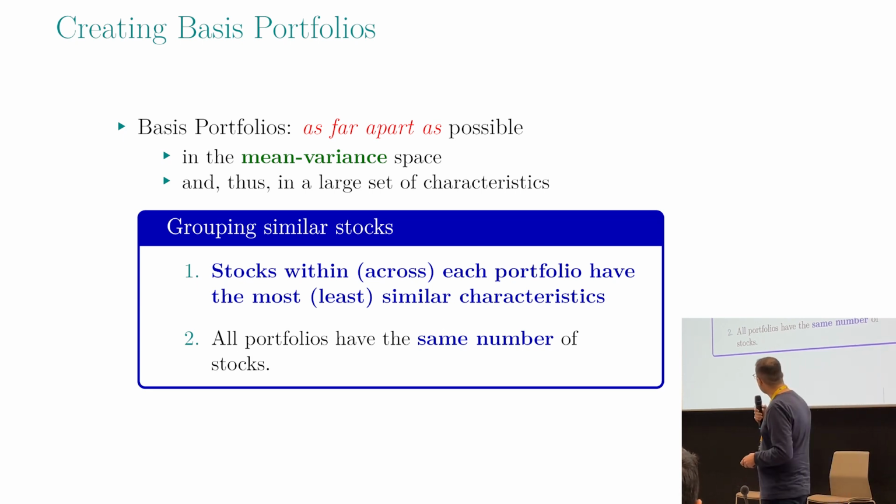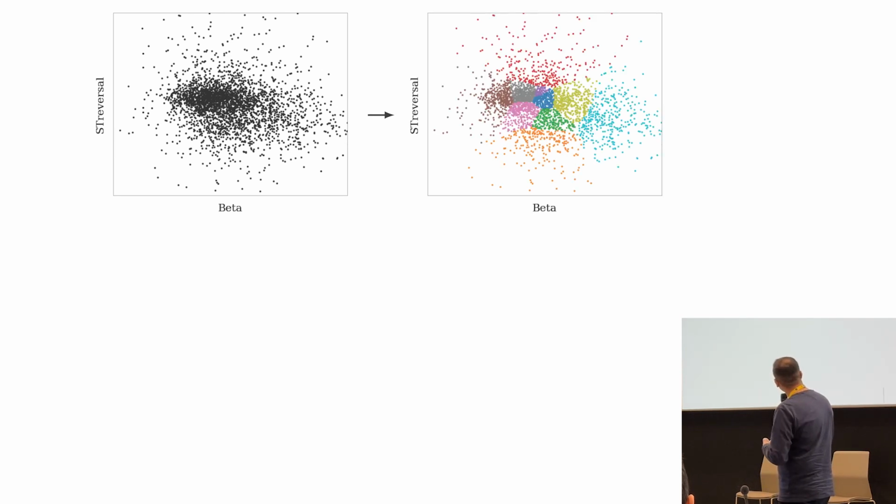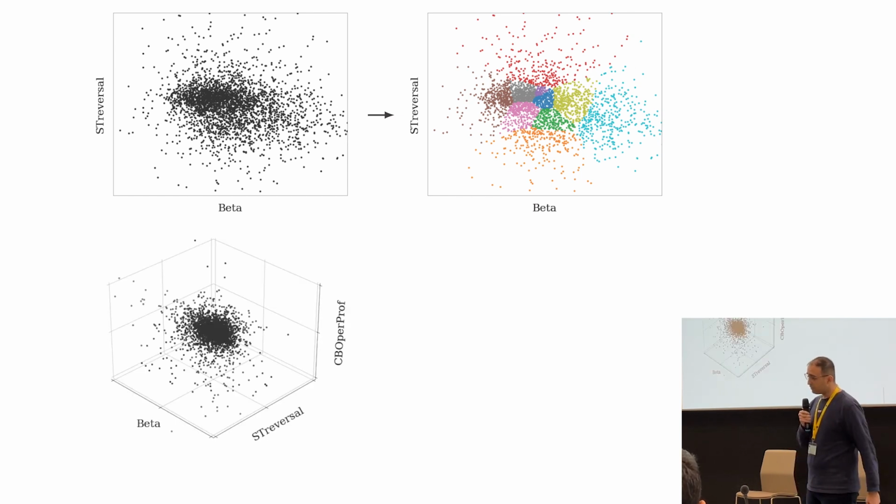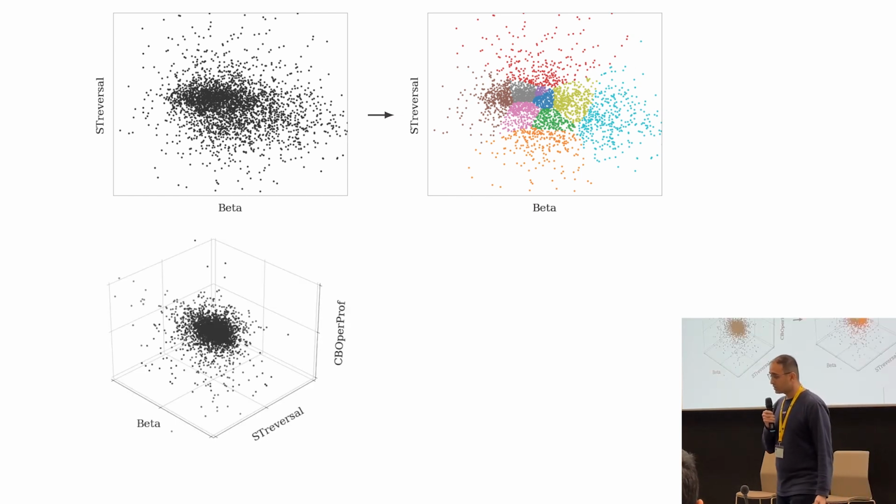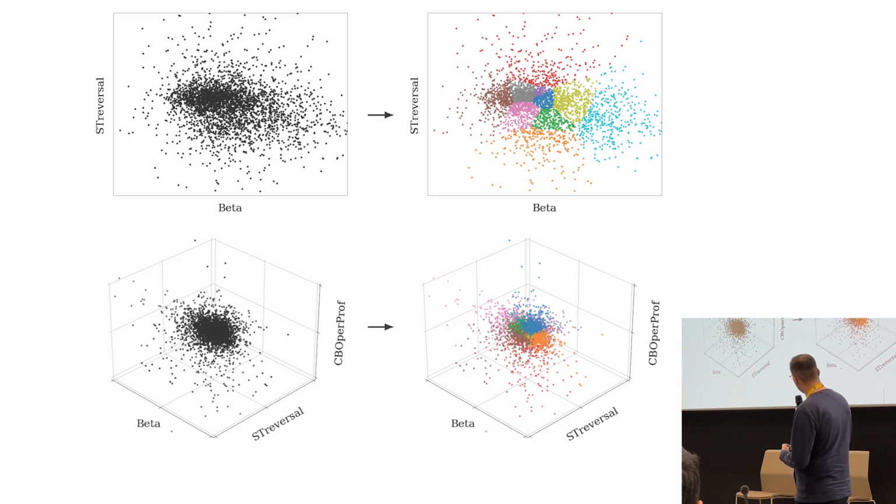Let me visualize a little bit for you. If we have two characteristics, and these are all of the stocks in a given month, how does it look like? So it looks like something like this. So if we have beta and short-term reversal, the stocks in one portfolio are as close as possible in characteristics, and stocks across portfolios are different in characteristics, so they have low co-movement. If we have three dimensions, the decile portfolios look like this.